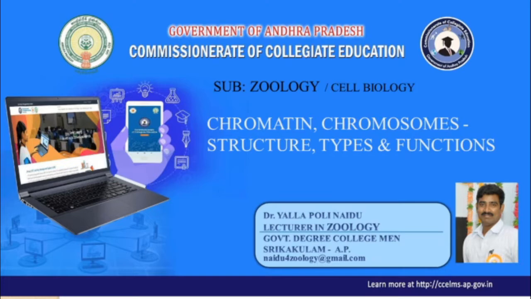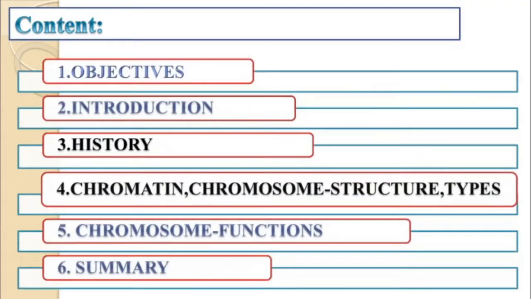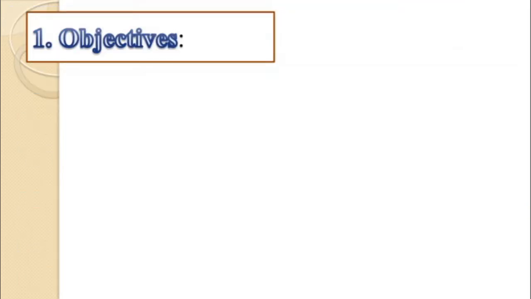Today I am going to discuss one of the important topics from 2nd BSc 3rd semester cell biology. I would like to divide the content into 6 parts: objectives, introduction, history, chromatin, chromosome structure and types, chromosome functions, and finally summary. Let me explain the objectives of this topic.